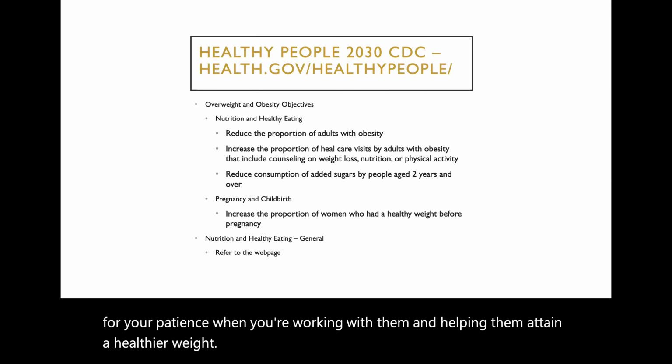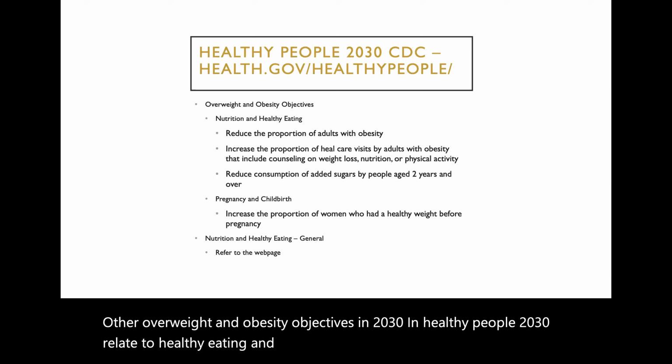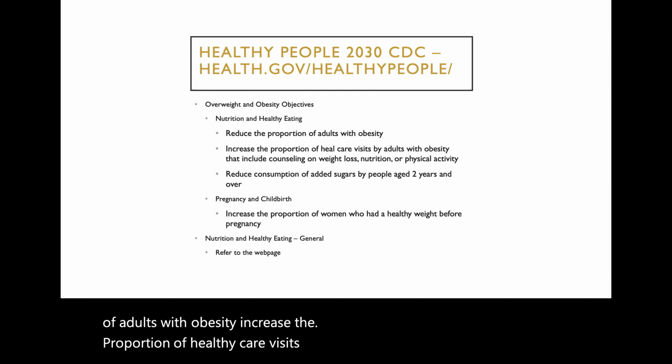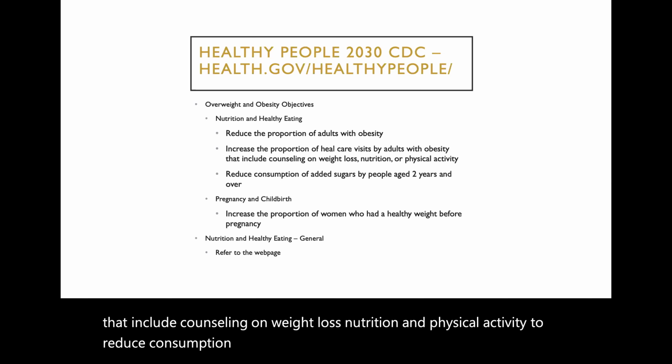Other overweight and obesity objectives in Healthy People 2030 relate to healthy eating and nutrition, and that's to reduce the proportion of adults with obesity, increase the proportion of healthcare visits by adults with obesity that include counseling on weight loss, nutrition, and physical activity, to reduce consumption of added sugars by people aged 2 years and over.